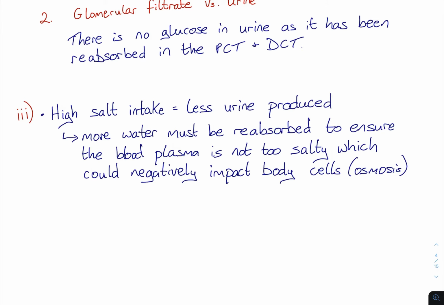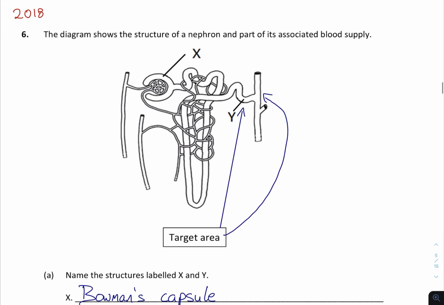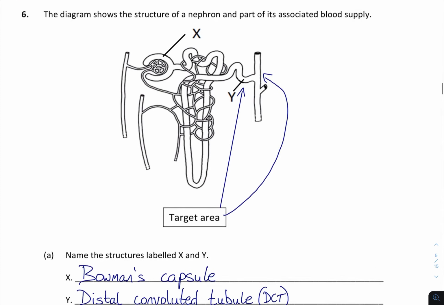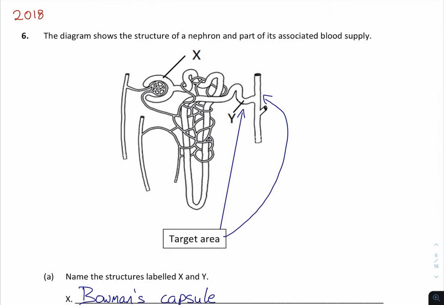Okay, let's move on. 2018, you're asked to name the structures X and Y. So you weren't asked to draw it, but you are asked to label it. So X, everybody, is your Bowman's capsule. And Y, which is this part over here, is your DCT.